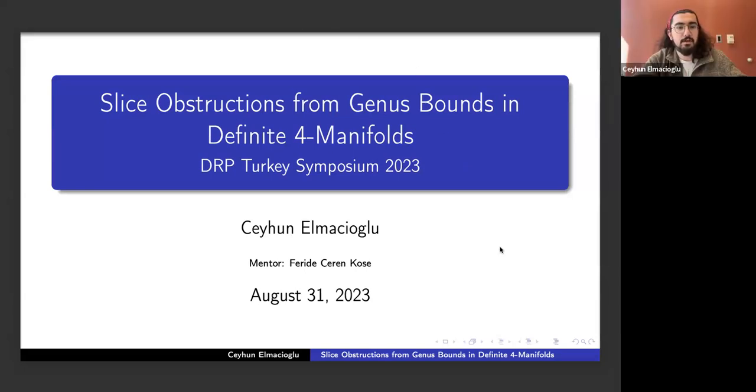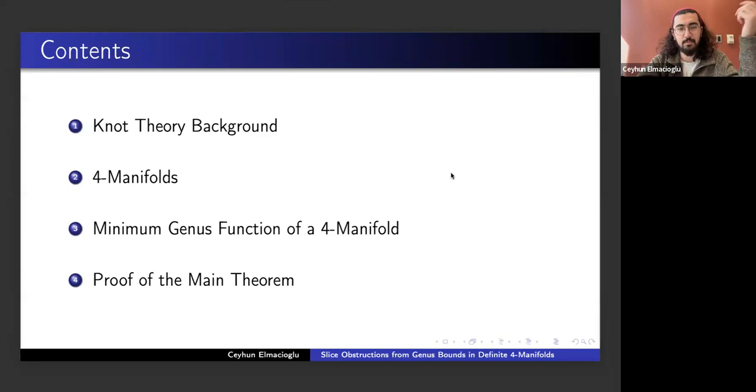Hopefully everyone can hear me right now. So today I'll talk about obstructions from genus bounds and definite form manifolds. I know that it probably sounds a bit complex. I'll try to explain every part of it. So let's have a plan. First we'll talk about the knot theory background, then some form manifolds, because the main proof that we want to have at the end uses form manifolds, and thirdly, we will also talk about something called the minimum-genus function of a form manifold, which is going to be the main tool that we need for this proof.